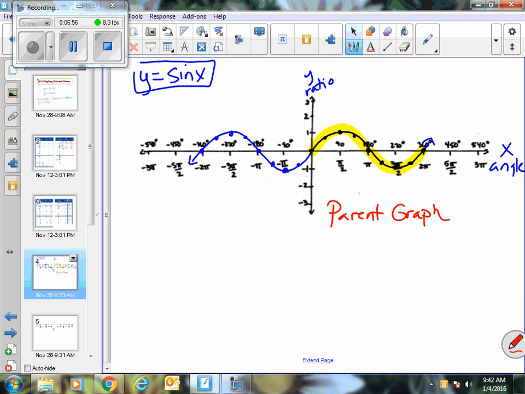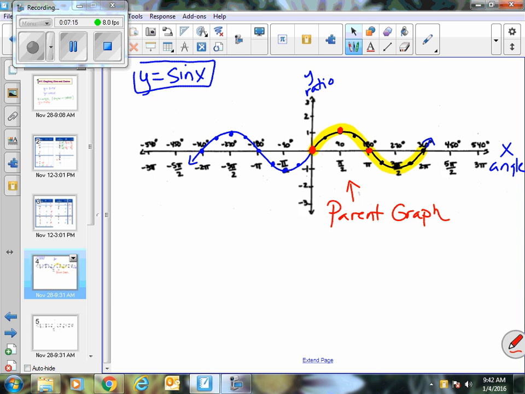So a couple things to note about the parent graph, if you can make these points bold for yourself. The 0, 0: it starts in the middle of the graph, so it's halfway between its max and its minimum. It's starting at that middle. It goes up to a maximum. So these are like the critical points that I would be most concerned about knowing when I graph this. And then back to the middle.